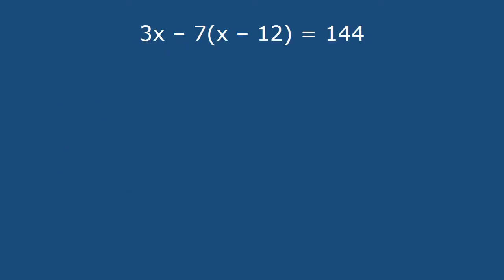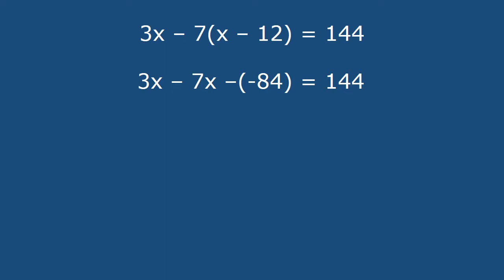For example, say you were given the equation 3x minus 7 times parentheses x minus 12 close parentheses equals 144. The first thing you would need to do is use the distributive property. Using the distributive property, you would multiply negative 7 times x and get negative 7x, and negative 7 times 12 and get negative 84. This allows you to rewrite your equation as 3x minus 7x minus negative 84 equals 144.